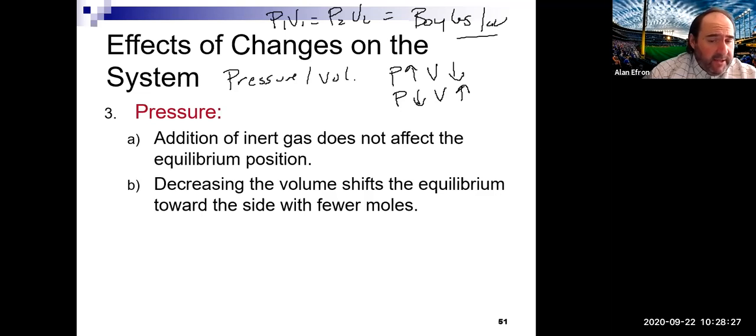So if I increase the pressure, the volume is going to go down. And as the volume goes down, the pressure went up, so we want to bring the pressure back down. To bring the pressure back down in a situation where we have a very small volume, we need fewer gas molecules in that small area. So when we increase the pressure and decrease the volume, it's going to shift to the side with fewer gas molecules.